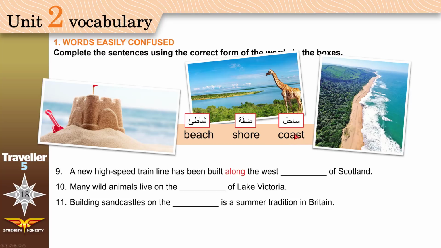Now what is the difference between coast and shore? Now this can be at the edge of a lake. This cannot be at the edge of a lake. This goes along the sea or the ocean, okay? A new high-speed train line has been built along, means forming a line, the west coast of Scotland. Many wild animals live on the shore of Lake Victoria. It's a shore. We have a Lake Victoria here. Building sandcastles on the beach. What is a sandcastle? What you see is a sandcastle. Beach is a summer tradition in Britain.